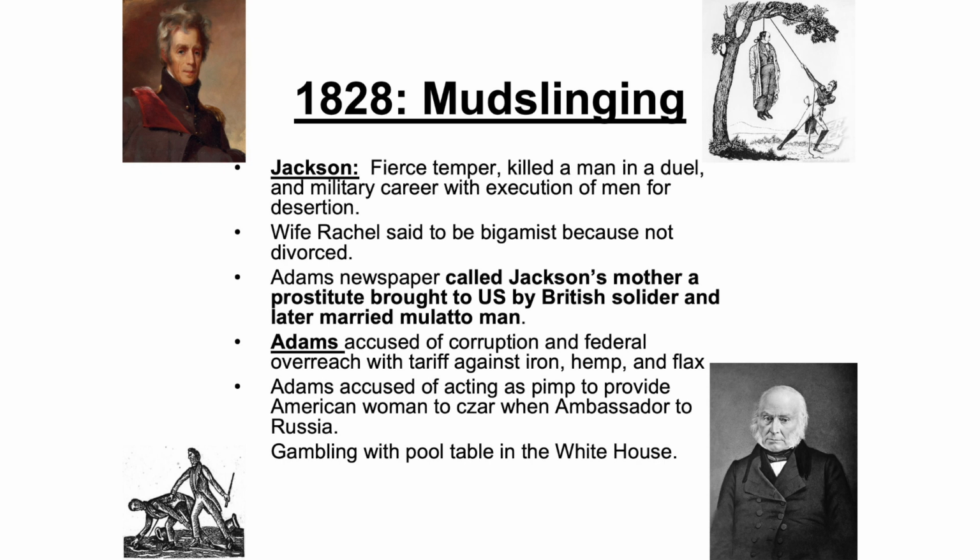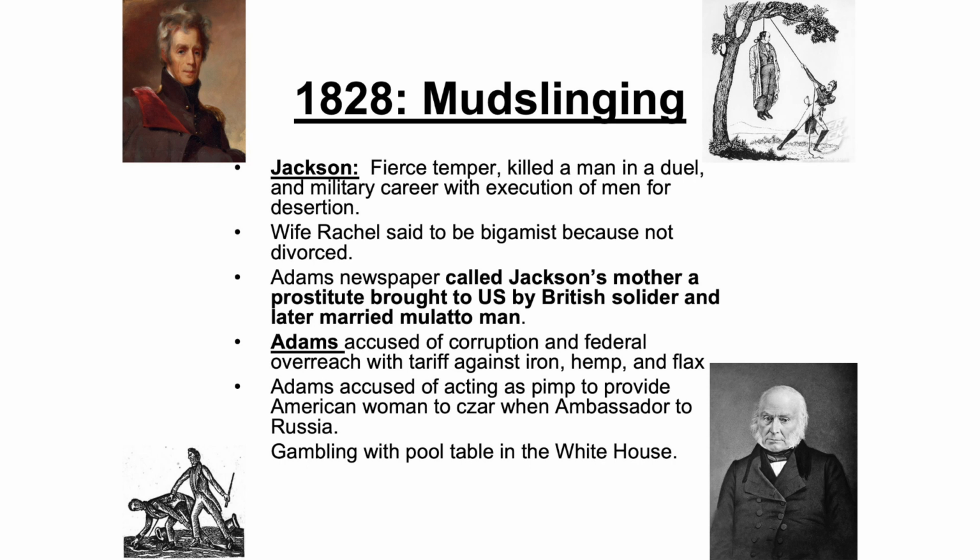Some of the mudslinging that took place: Jackson was known for a fierce temper, and he'd killed somebody, and they had a lot of stuff that went out about him being a murderer. His wife Rachel was supposedly a bigamist. She had married him before her divorce went through, and that caused a big thing. Jackson's mother, this is what Adams's newspaper said, was a prostitute brought to the U.S. by British soldiers and later married a mulatto man. So this was really going for it, you know.